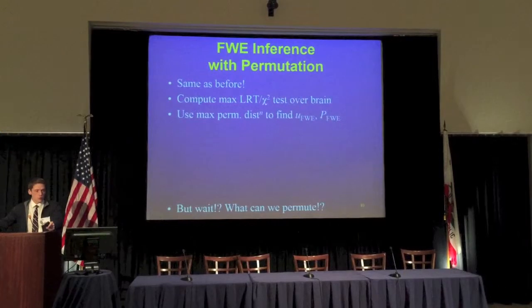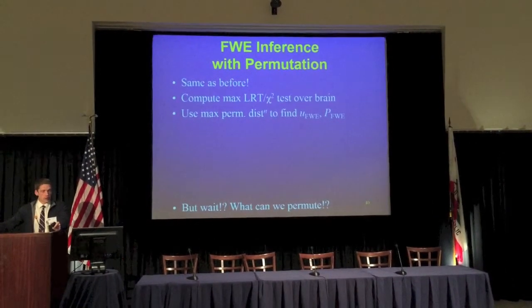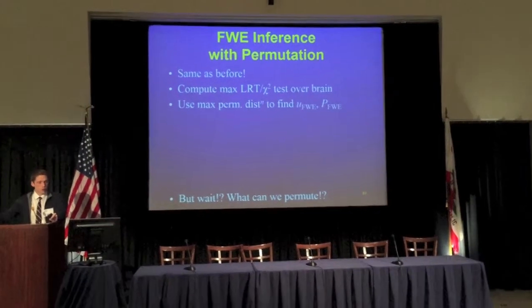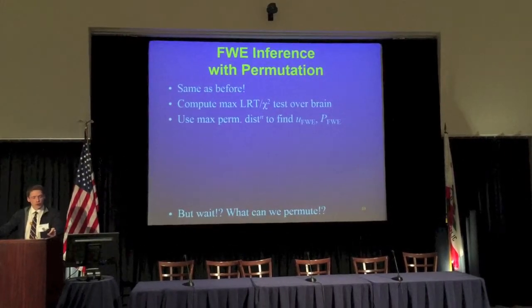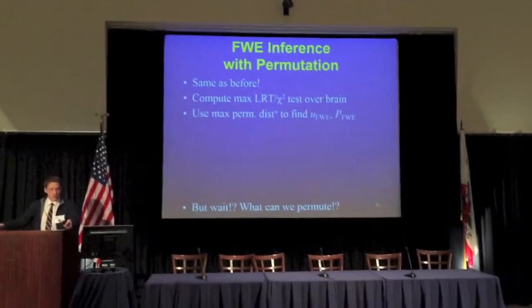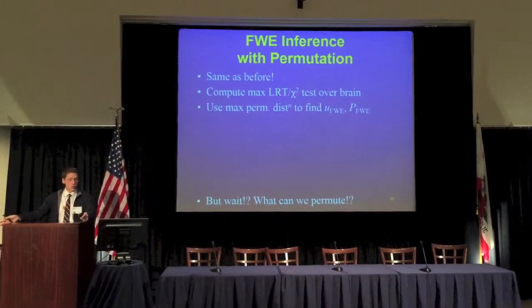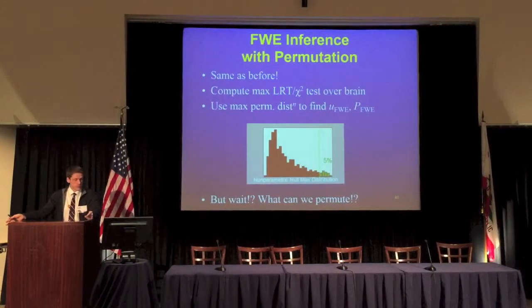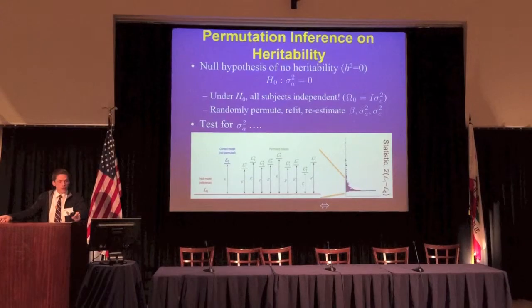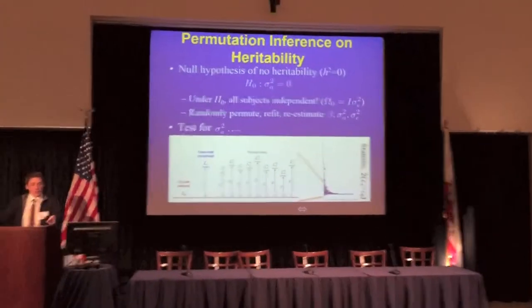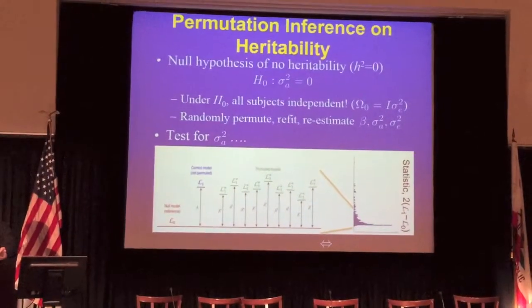So how can we do it? We can compute the maximum likelihood over all the voxels, and then use this maximum permutation distance to find those threshold parameters for the cluster-based inference. But how can we do this permutation? Well, it's not easy because, again, the subjects are not independent. So we can't just exchange them between each other.